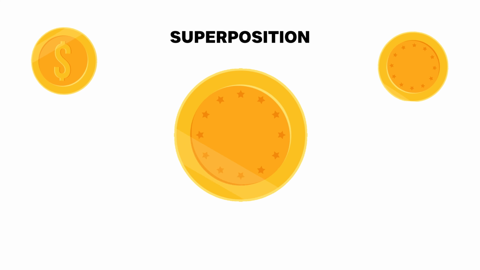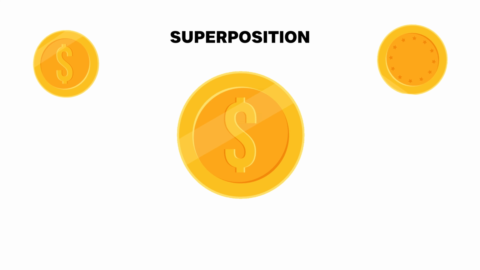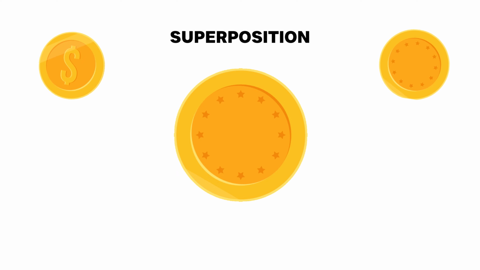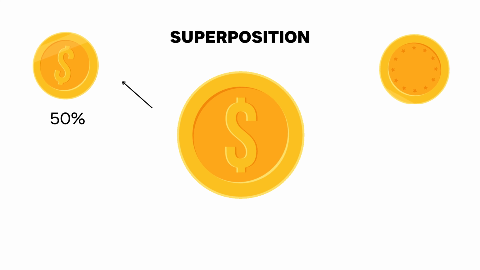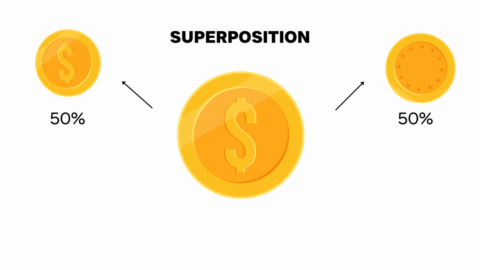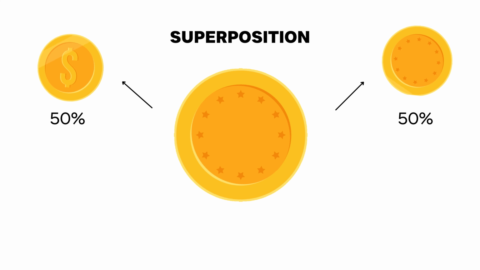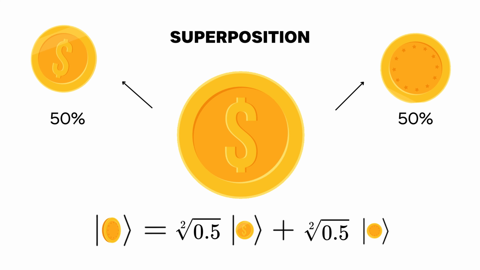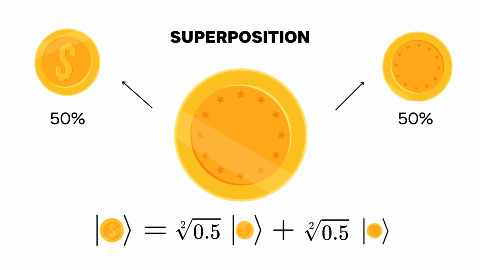We repeat this 100 times, or maybe 1,000 times, to arrive at the conclusion that there's a 50% probability of flipping tails and a 50% probability of flipping heads. The equation describing the state of our quantum coin would be this. If we squared alpha or beta, we could get the probability of getting heads or tails respectively.